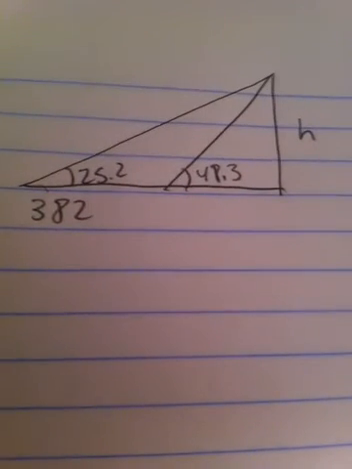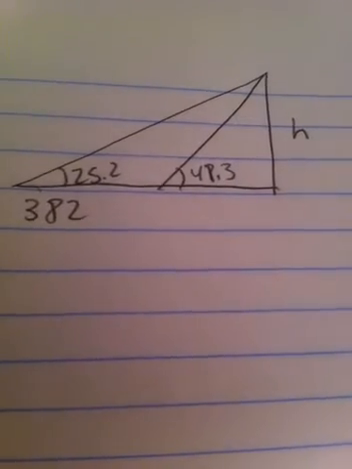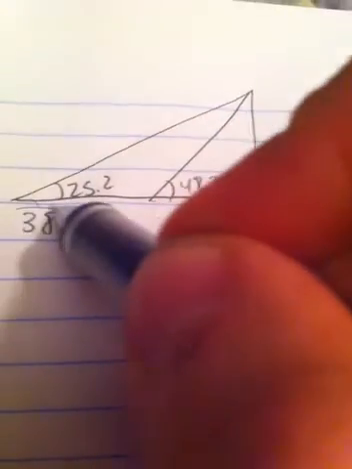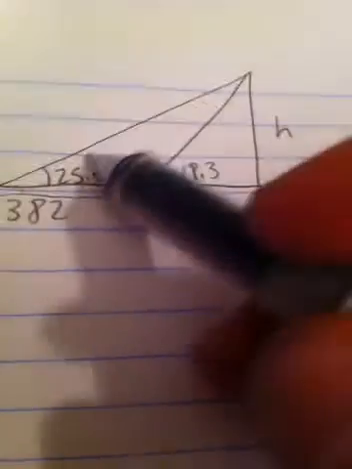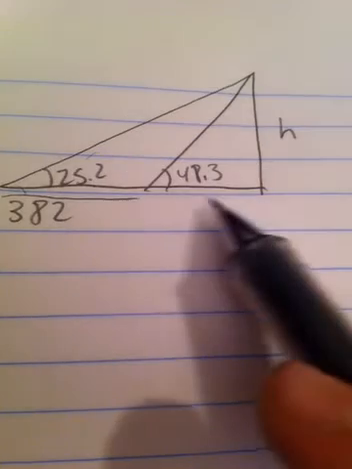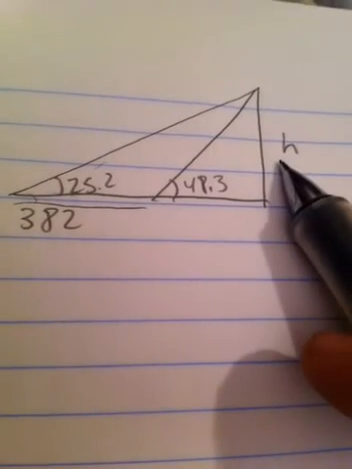Again, this one is for Tanya. Okay, so Tanya sent me this question right here. She said that from here to here is 382. This angle is 25.2 degrees. This angle is 48.3 degrees. And she needs to find h.